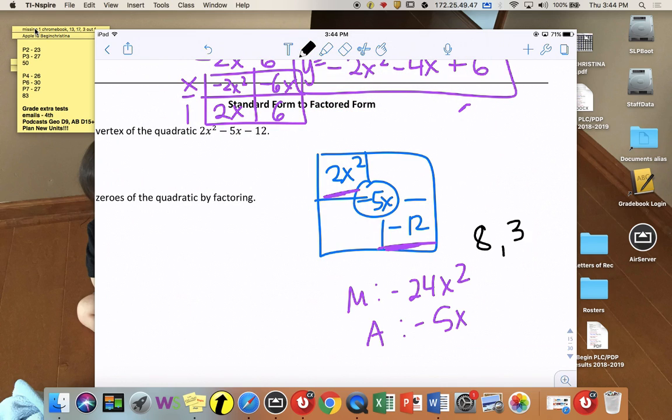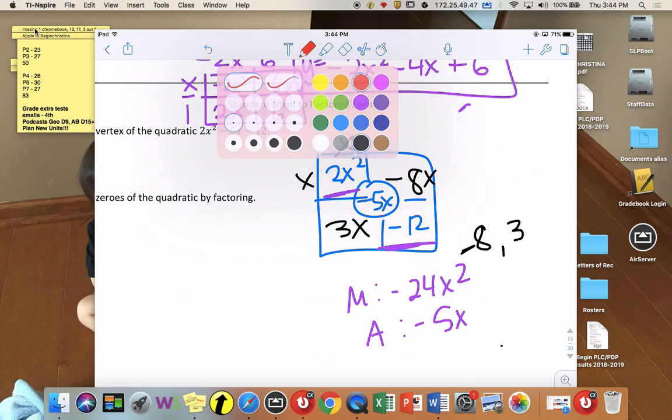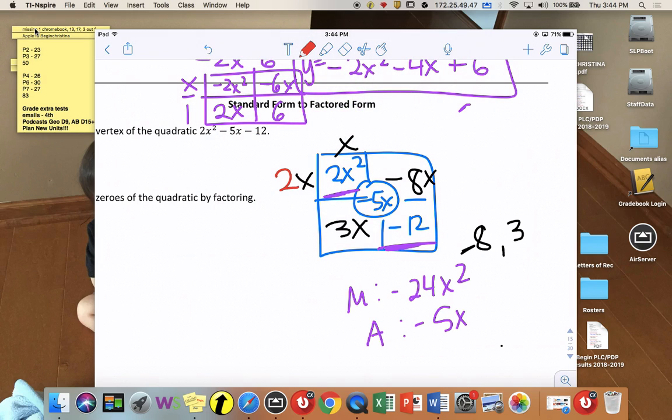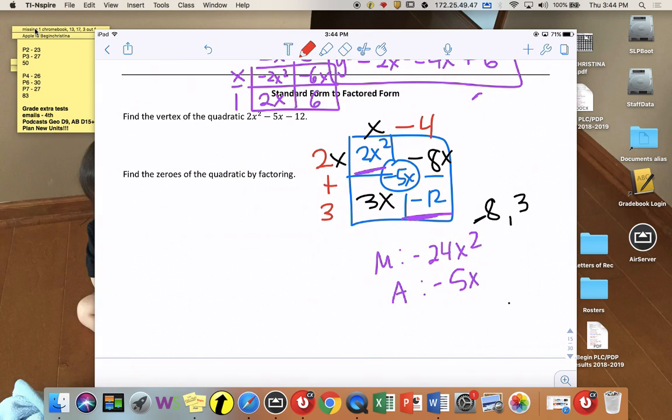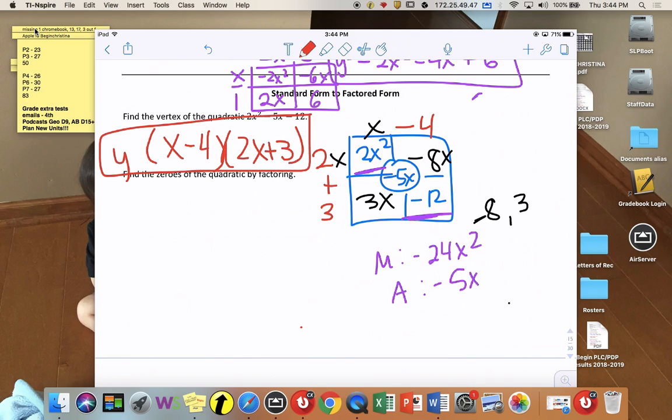That would be 8 and 3, and the 8 would have to be negative. So negative 8x, and we have 3x. We'll put our x's on the outside. One of them has to have a 2, and it will be much easier to put the 2 on the side here. 2x times negative 4 is negative 8. X times 3 is 3x. So there's factored form, x minus 4, 2x plus 3. And we should put the y equals.